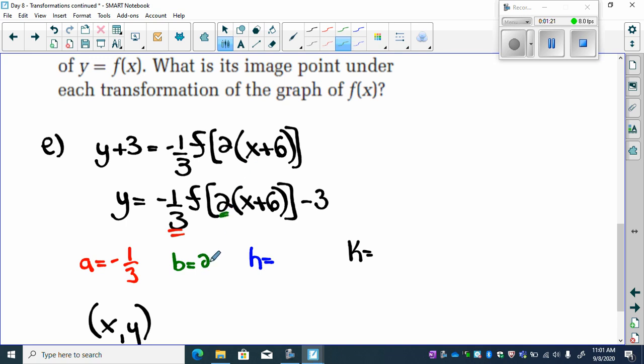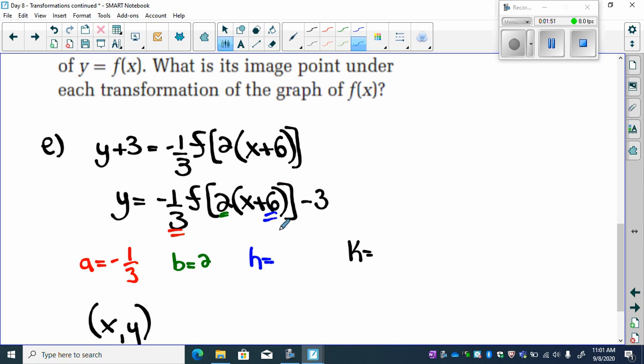B is 2. That means it would be horizontally compressed by a factor of 1/2. I have to take the reciprocal of this. There would be no horizontal reflection in the y-axis because that's a positive. Okay, so remember, use reciprocals. Remember, when stating stretch factors, you always state them as an absolute value. So I said this was a vertical stretch by a factor of 1/3. I didn't say the negative.